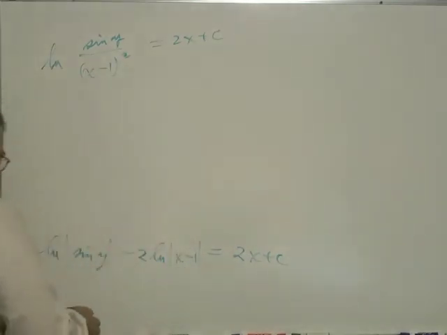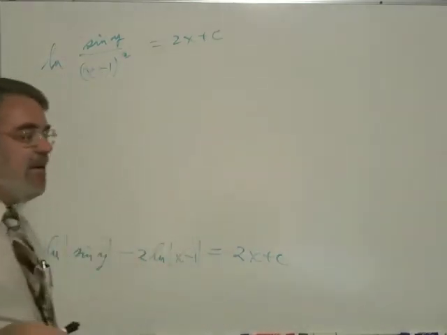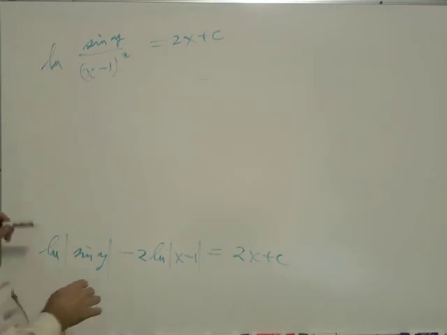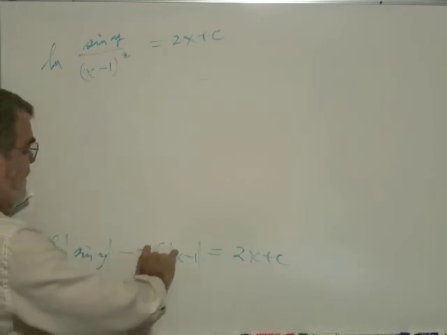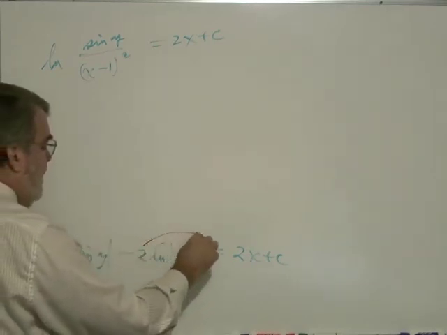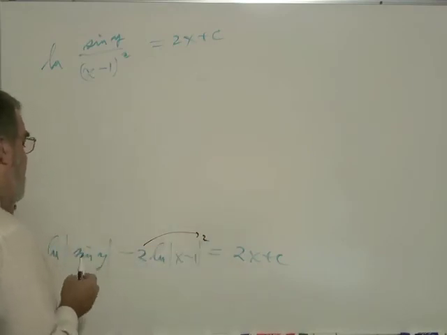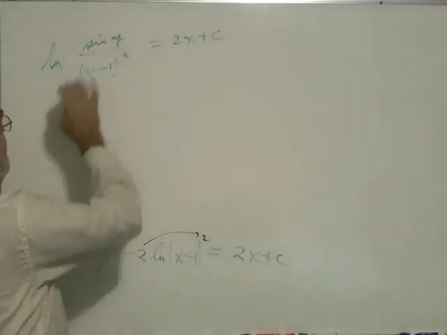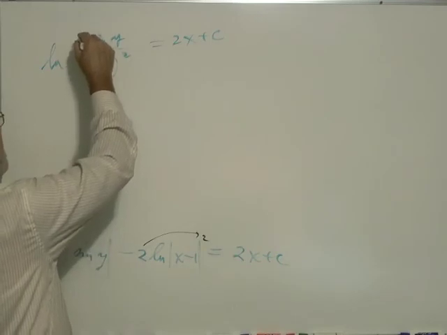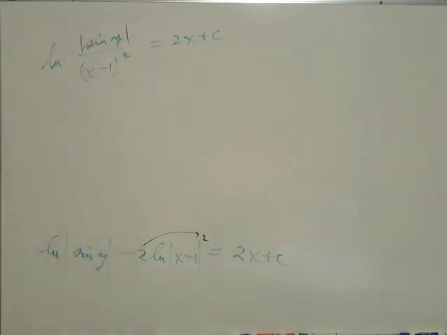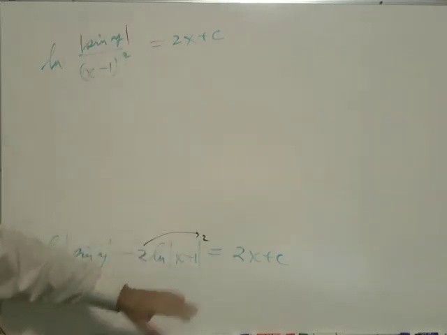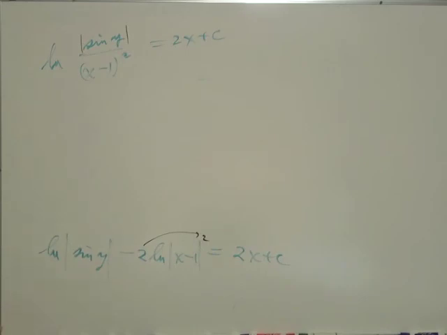I'm going to switch to black ink because my blue pens are getting kind of faded. The other thing is that the 2 in front can become an exponent here, and I'm subtracting, so it's a division. I still have absolute value around the sine function, but since I'm squaring x minus 1, that basically takes care of the absolute value.